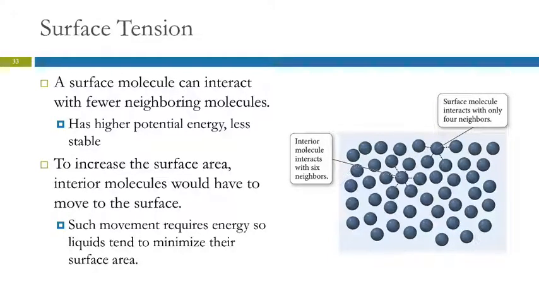So water has high surface tension, and so little water skater bugs can skate on water. They can't skate on gasoline or ethanol because those have lower surface tension and they'll just sink.